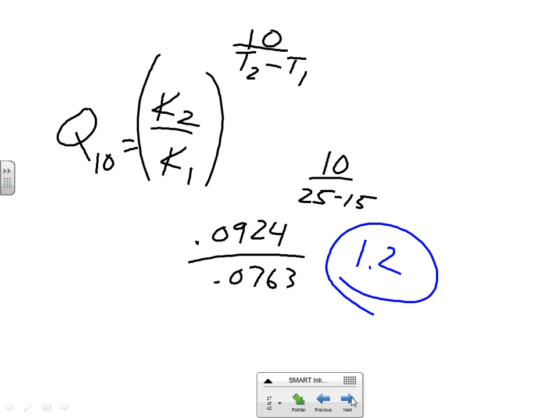Q10s are usually going to be between like 1 and 3. So this particular reaction is probably not too dependent on what? Probably not too dependent on heat. Remember, the higher this number gets, the more dependent on heat the reaction is. And it's mostly just important in ectothermic kinds of things, where temperature varies. What are some ectothermic groups of organisms?